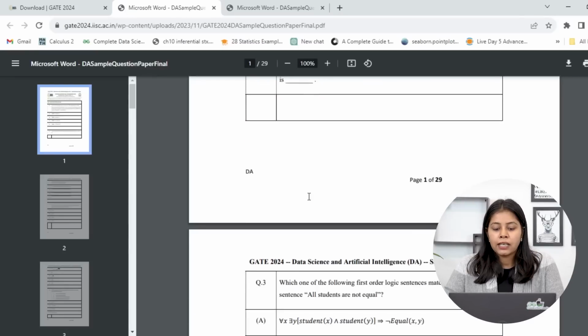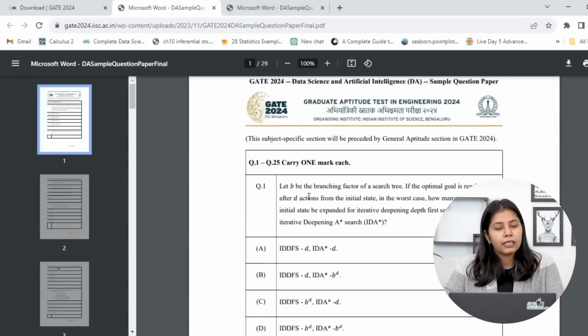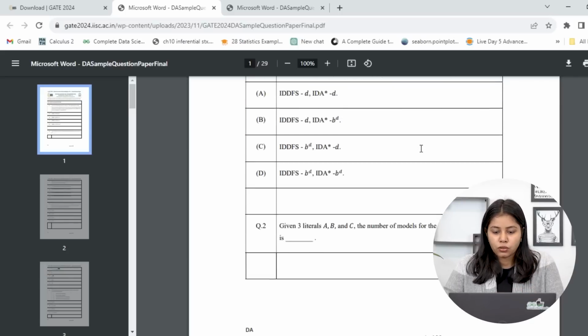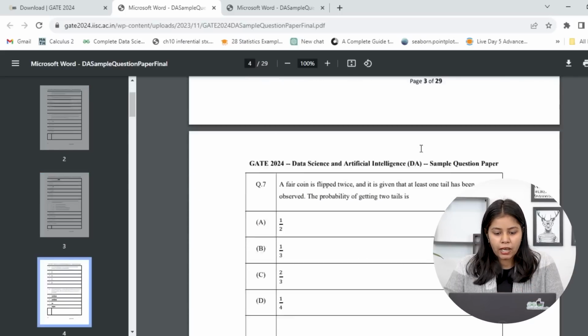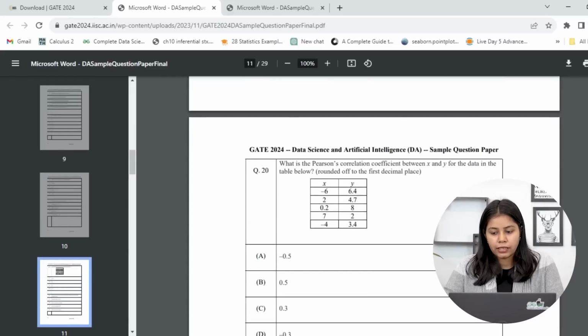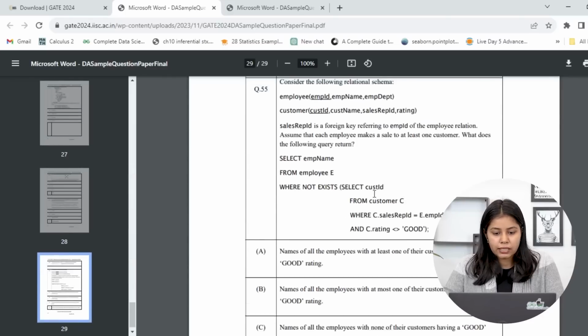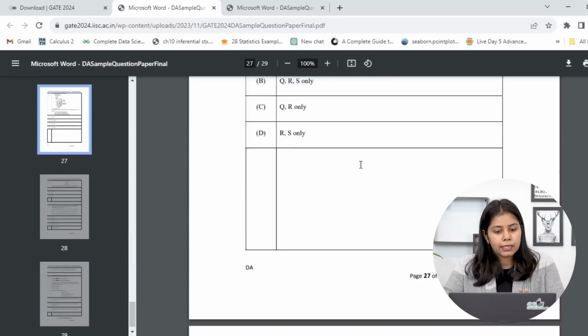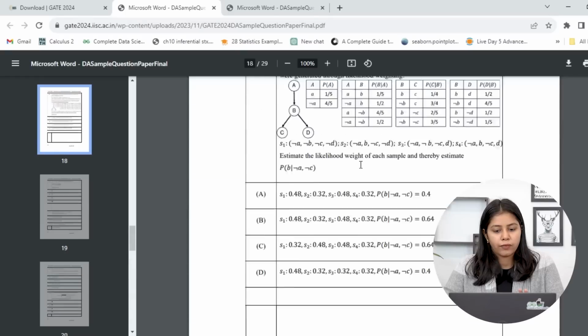This is the whole question paper, and it does not include general aptitude. The subject specific section will be preceded by the general aptitude section in GATE 2024, but that is not given in this sample paper. So we have questions for the data science and artificial intelligence GATE exam. We have 55 questions, and we are going to discuss almost all of them in this session. So let's start solving these questions one by one.